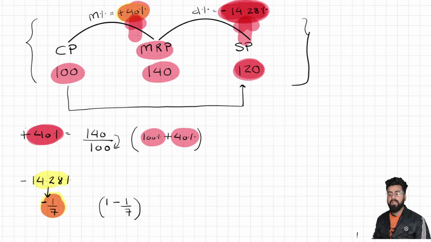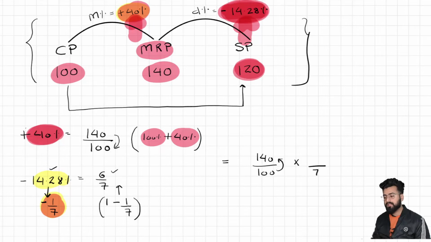I hope you can recall. And what is 1 minus 1 by 7? You would say, sir, it is 6 upon 7. So if I decrease something by 14.28%, its multiplication factor would be 6 by 7. Once I have converted these two changes in the form of multiplication factor, it is very easy to find out the answer now. Okay, let me write down these two changes successively. The first change from 100 to 140, a markup of 40%, followed by another change, a discount of 14.28% from 7 to 6. It's showing a discount.